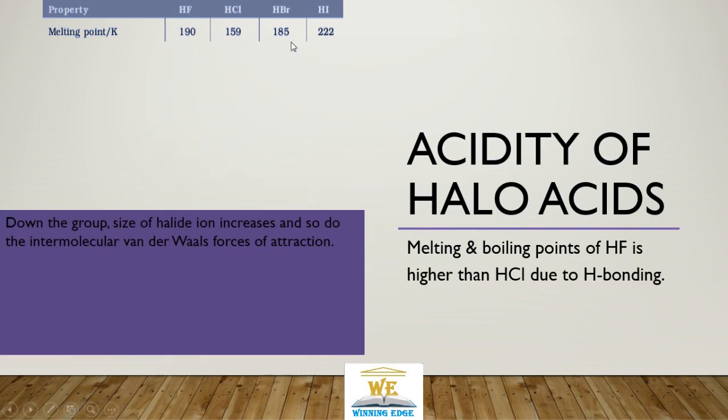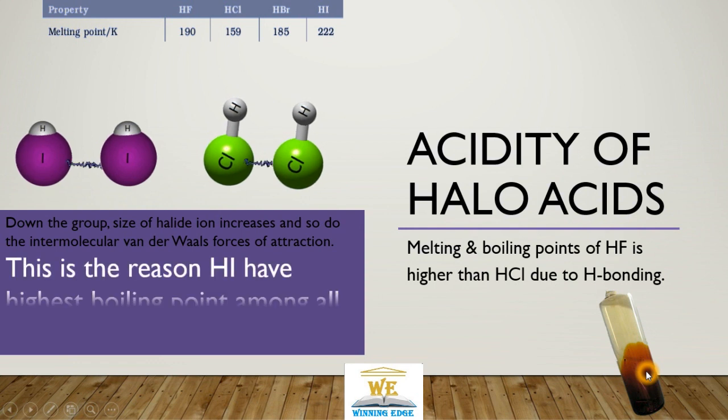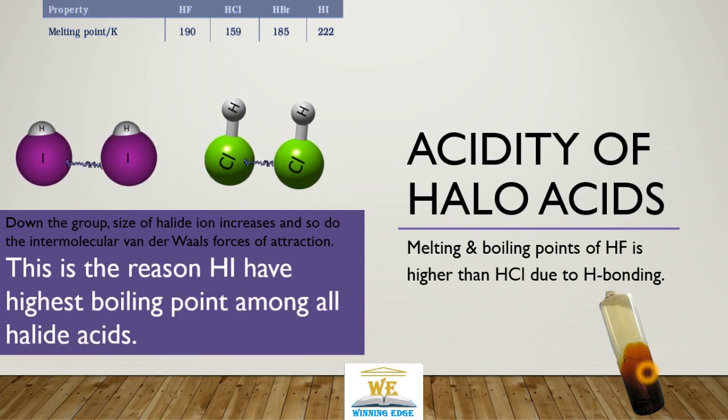The reason for these enhanced melting points is, as we go down the group, the size of that anion or halide increases, so do the intermolecular van der Waals forces of attraction, which depend upon the atomic size. That is the reason we are getting higher melting points as we go down the group, HI having the highest, and this is HI, and it looks to be in a solid state. This is the reason HI has the highest boiling point among all the halides.